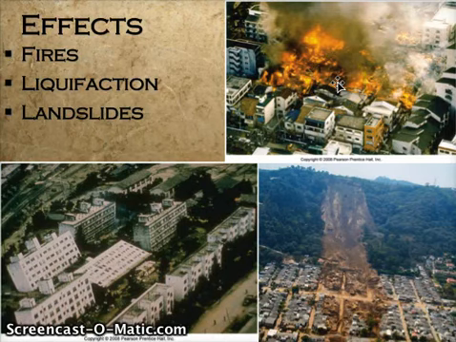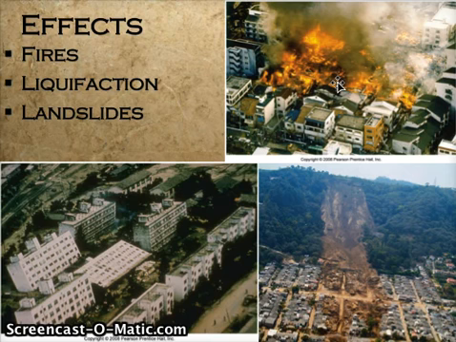Fires are a common effect of earthquakes. When buildings collapse and gas lines rupture, or fires spill out of people's fireplaces, they can cause buildings to catch on fire. Some secondary effects that we see on the lower right: you can see a landslide. We will discuss landslides later in the semester, but when you shake the ground, you can cause a hill slope to give way, and that can cause a lot of damage.